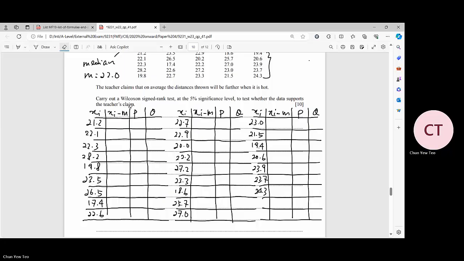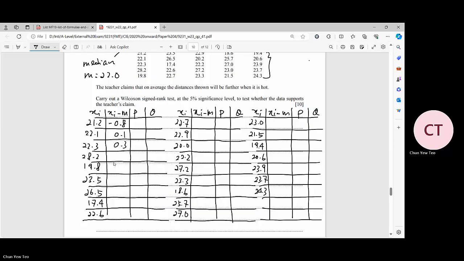So for all the values here, they ask you to use a Wilcoxon signed rank test. So I need to take all the values minus the median. That means I will get positive signs and negative signs. So that's why it's called the Wilcoxon signed rank test. If you subtract, to save time, I have calculated earlier, so just copy down only.